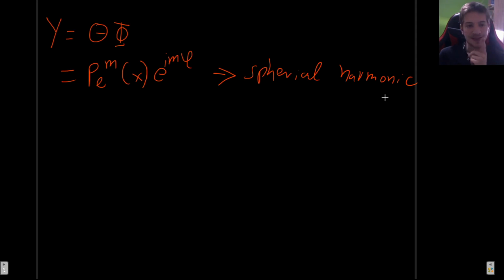There is still something that has to be considered, though. This has some constant of normalization, right? That's important. And we want to determine that constant of normalization so we can actually find the definitive form of these spherical harmonics. So what is it going to be? How do we normalize this?